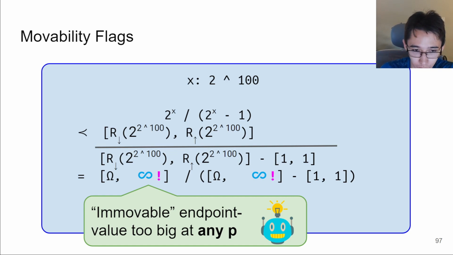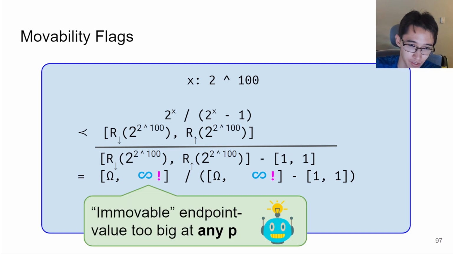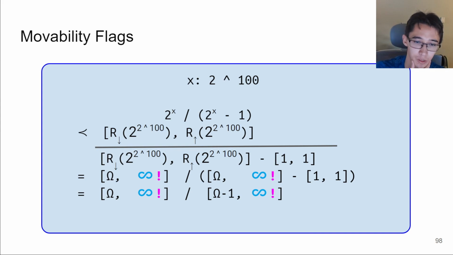The omega, however, is precision dependent, so it might get slightly bigger as we increase precision. So we only set it on the infinity. Then, now that we've learned how to set movability flags, we also need to propagate them through all of our interval computations. So here we did a subtraction, and the movability flag on the infinite endpoint stayed the same because we subtracted infinity minus 1, and that will always be infinity.